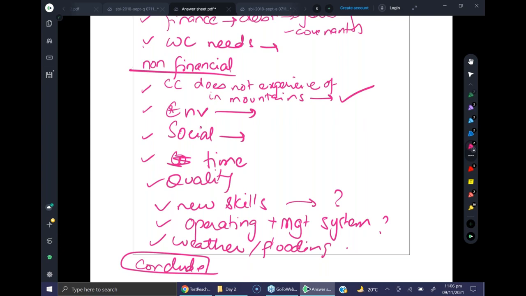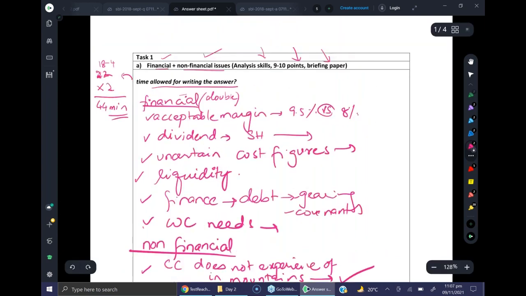Okay, now let's talk a little about the briefing paper format. Actually, a briefing paper has no format. You can straight away start by talking about the contract and coming to financial issues, and then straight away to non-financial issues. So sometimes not following a format is the format, but you have to be brief. You have to explain your points with quality arguments, so that you get technical marks as well as the professional skills marks. Okay, the rest of the explanation, I'm leaving it to you to read from the standard answer.